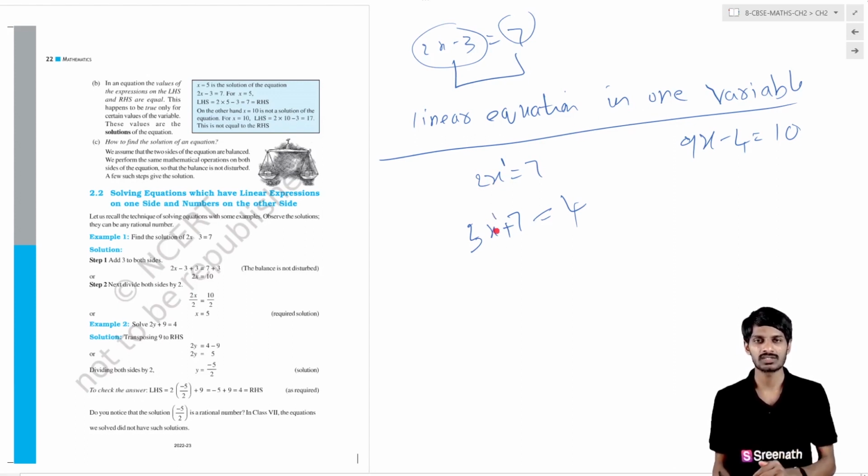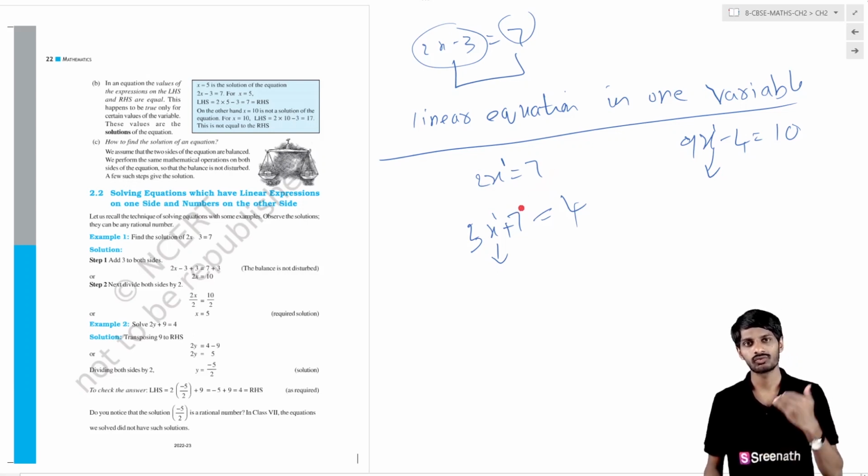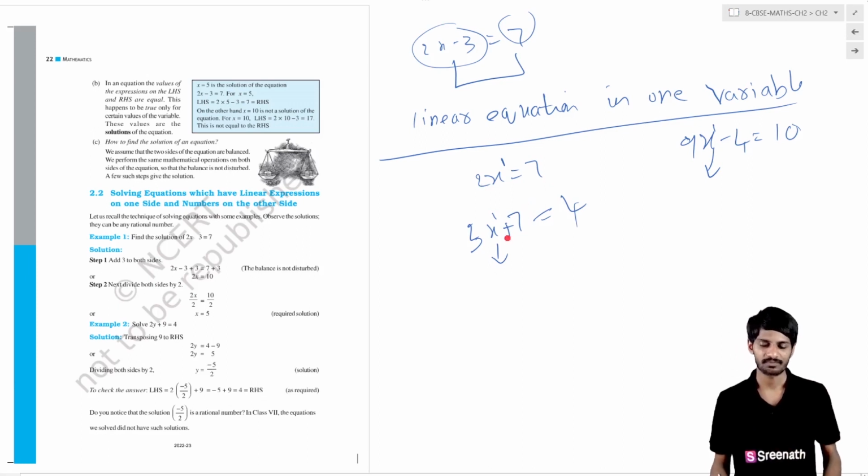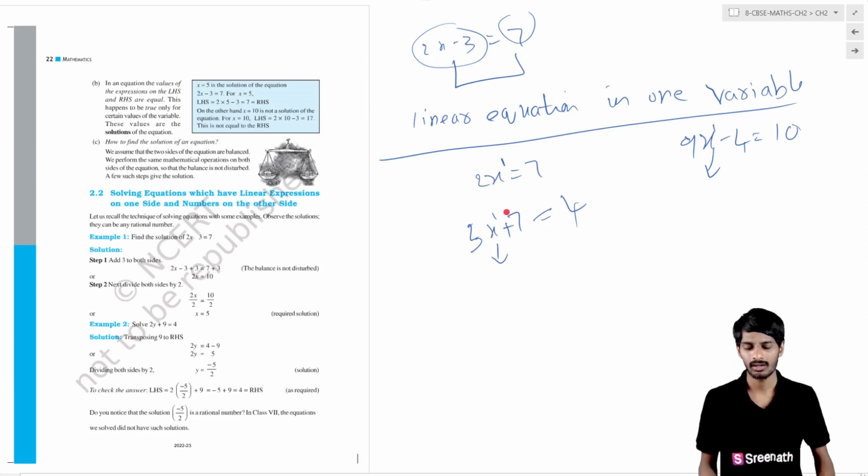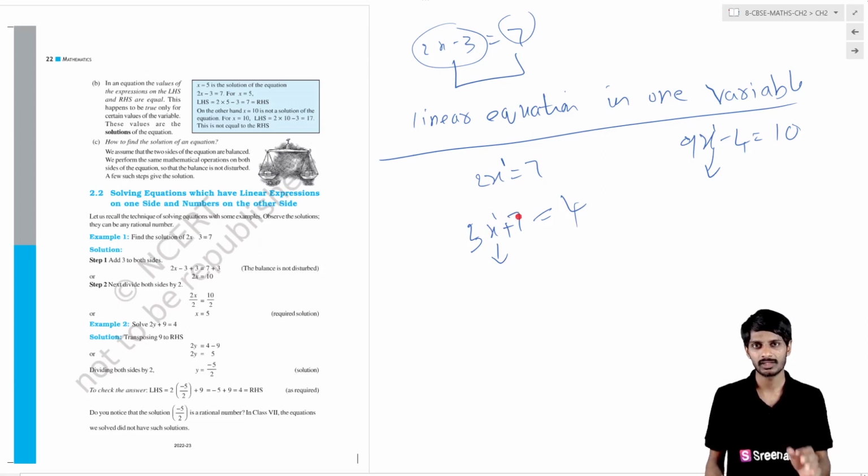Here also the degree is 1 and the only variable is x. Here also the degree is 1 and the only variable is 1, so having 1 degree and one variable, we call it a linear equation. So seeing an equation, you have to find out whether it is a linear equation in one variable or not. That is the main thing you have to remember.